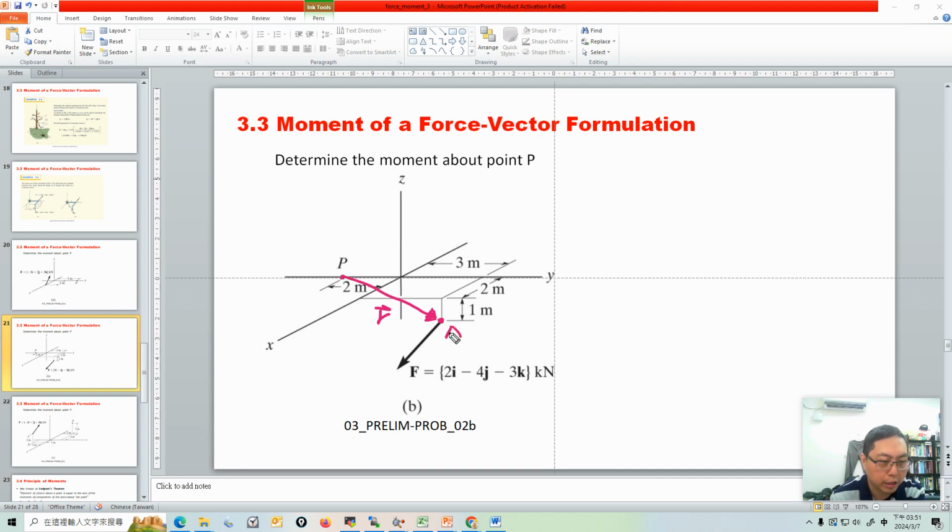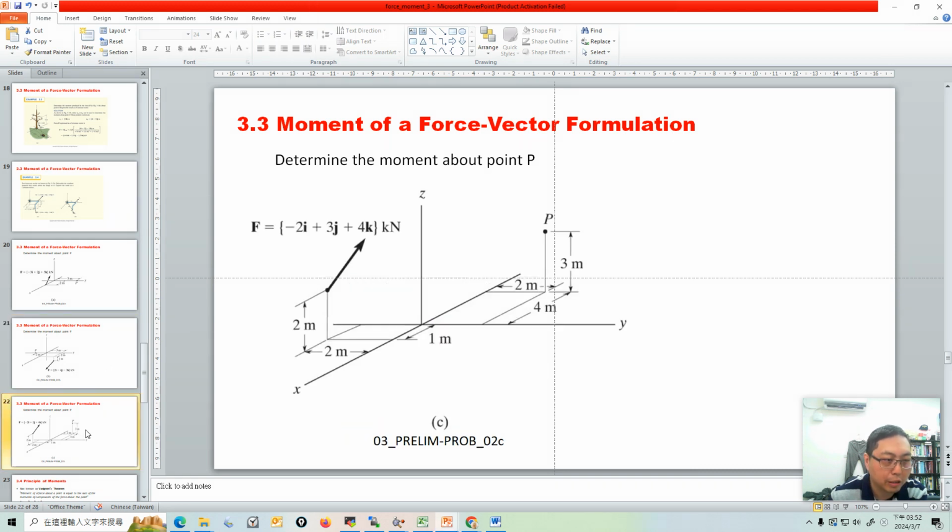Let's call it A, from point P to point A. To calculate the PA vector, you need the coordinate of A minus the coordinate of P. Be careful because it's from P to point A. You cannot use the coordinate of P minus the coordinate of A, because you will get a very different answer. Be careful, vector has direction.